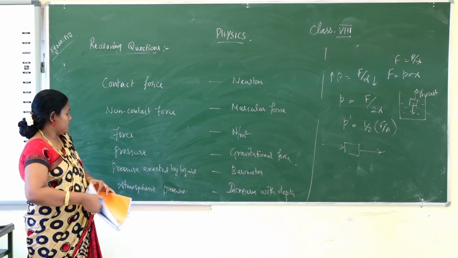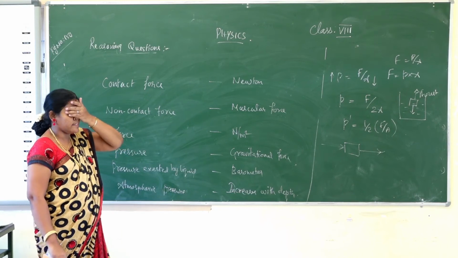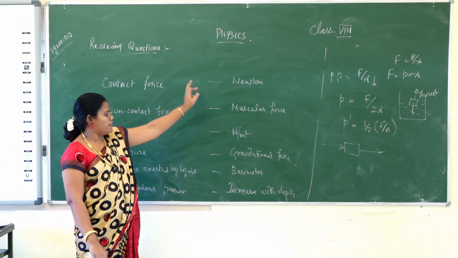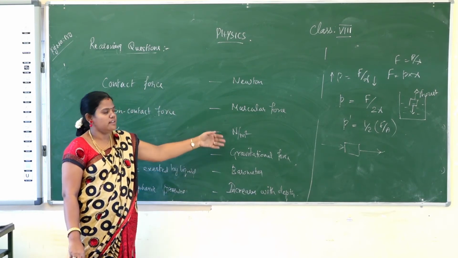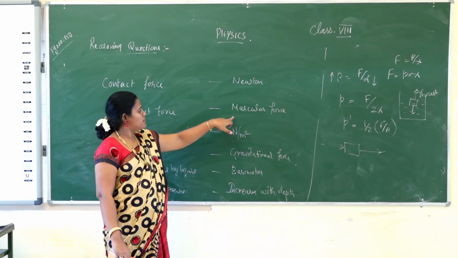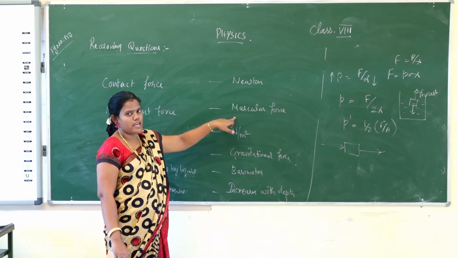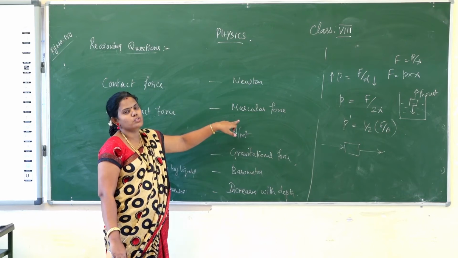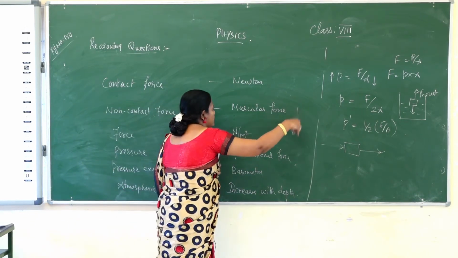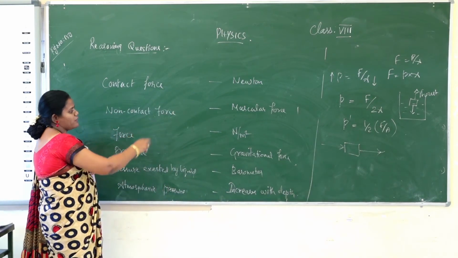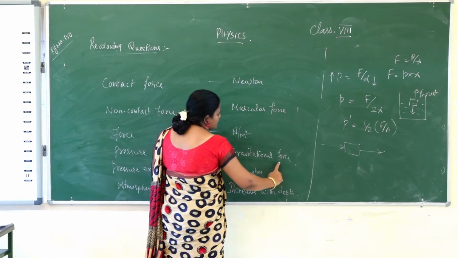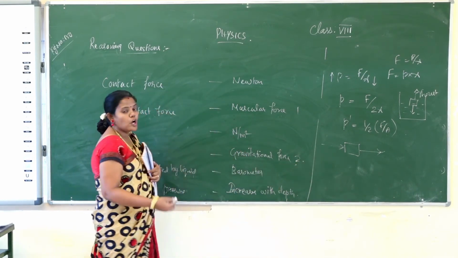Students, you try to match the left hand side and right hand side. What is on the left hand side? That is a contact force. The contact force will match with one of the right hand side, that is muscular force. Muscular force is a contact force. You use your muscle to take anything, so that is a muscular force. And the second one, non-contact force. On the right hand side, that is gravitational force. Gravitational force is a non-contact force.